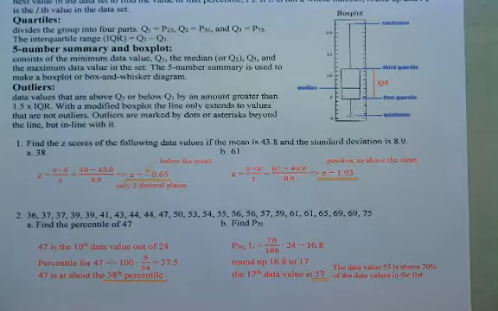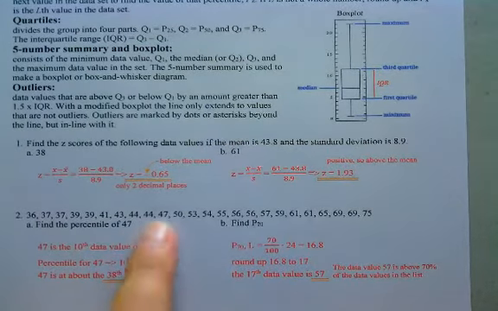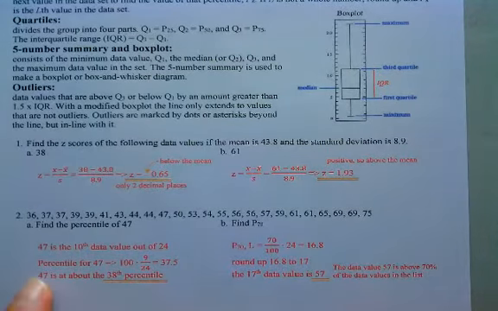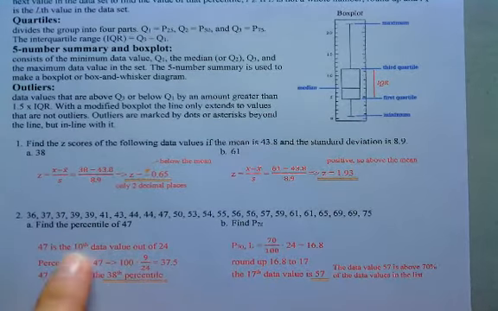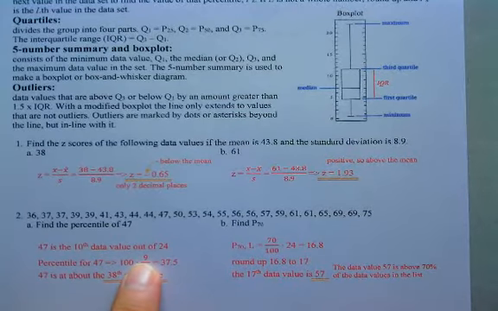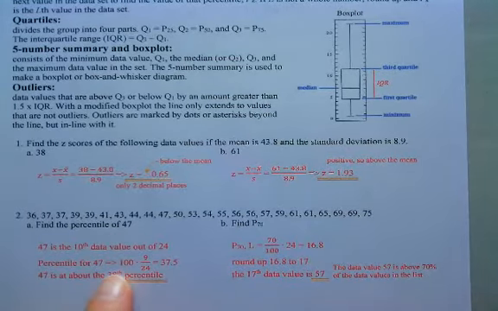So 47 is the 10th data value. If you just count across, it's the 10th one. So our percentile would be 100 times 9 out of 24. Notice it's 9. It's the 10th value, which means it's above 9 of them. So 100 times 9 over 24 gives me 37.5. And so the 47 is at about the 38th percentile.